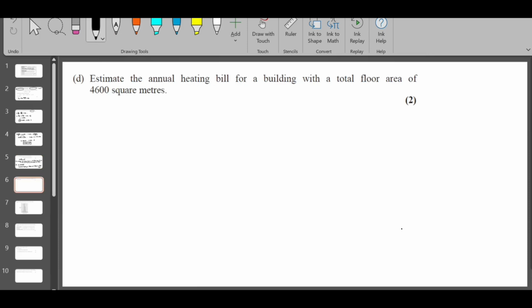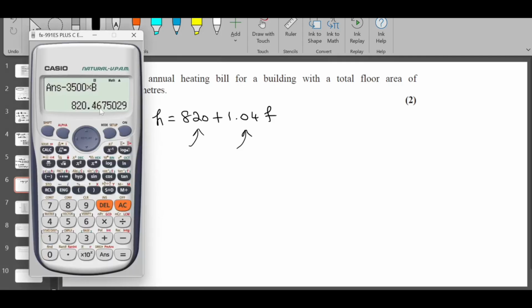Part D. Estimate the annual bill for a building with a total area of this. Okay, we know the regression line is 820 plus 1.04 F. But instead of these rounded values, we have to use the actual values. We have only the A, right? Okay, I'm going to store this value as A here.